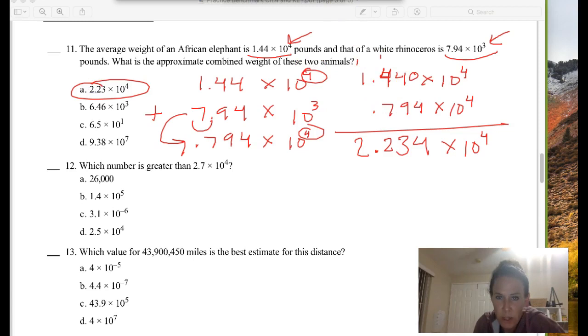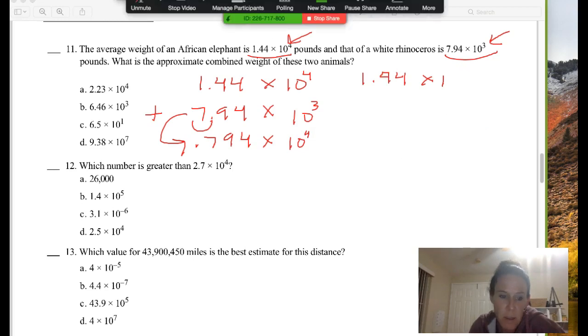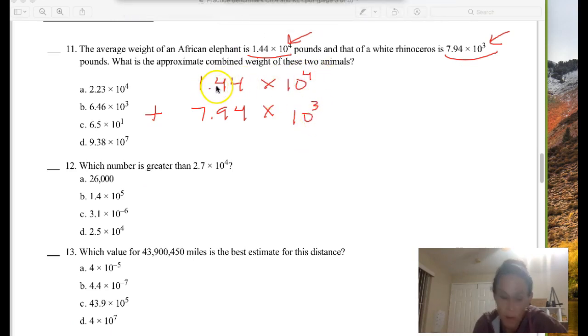Had I chosen to convert the other one, and I did it the other way, and I'll undo this real quick. Hold on. Let me pause and undo. Okay, had I chosen to change this to 10 to the third, well, if I want to change this to 10 to the third, I'm going to move my decimal over one place this way. Okay, if I move it one place this way, I take away an exponent. So this would look like this, 14.4 times 10 to the third. And then that would match up this exponent. And now I can line up my decimals and leave this one the same.